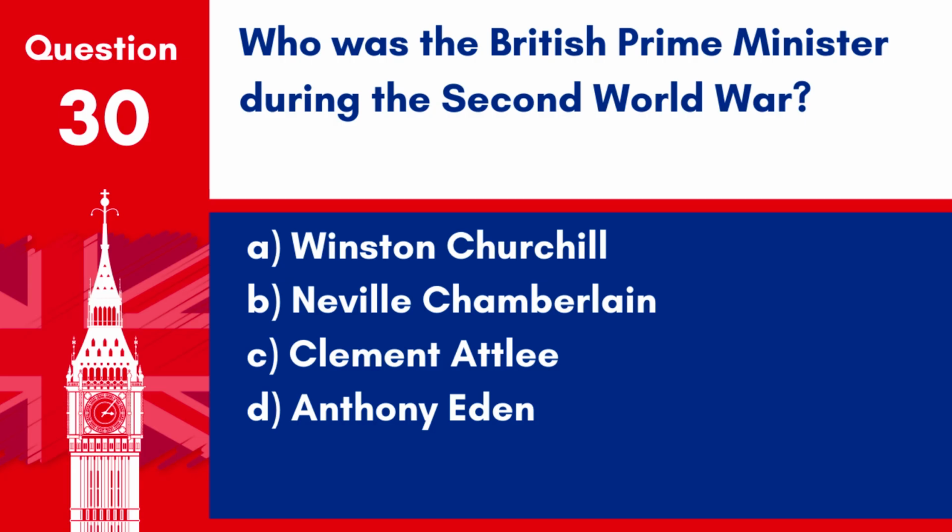Question 30. Who was the British Prime Minister during the Second World War? A. Winston Churchill. B. Neville Chamberlain. C. Clement Attlee. D. Anthony Eden. Answer. A. Winston Churchill. Winston Churchill was the British Prime Minister during the majority of the Second World War, known for his leadership during that critical period.